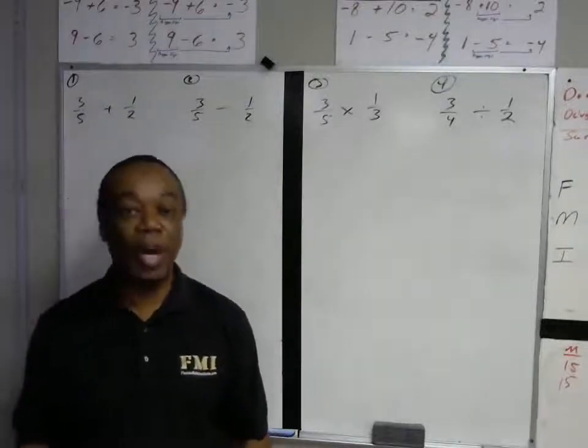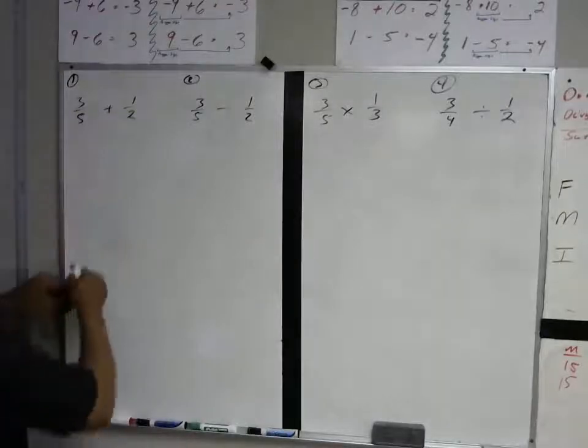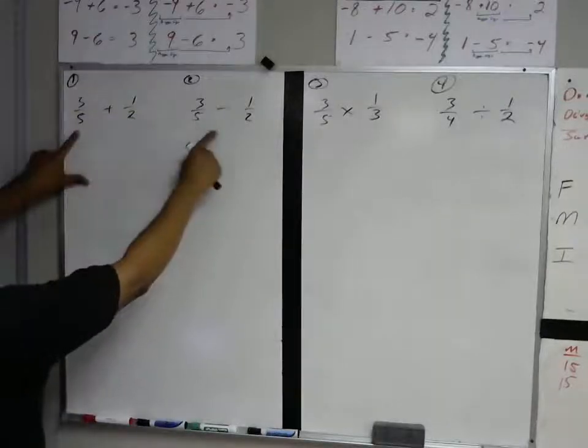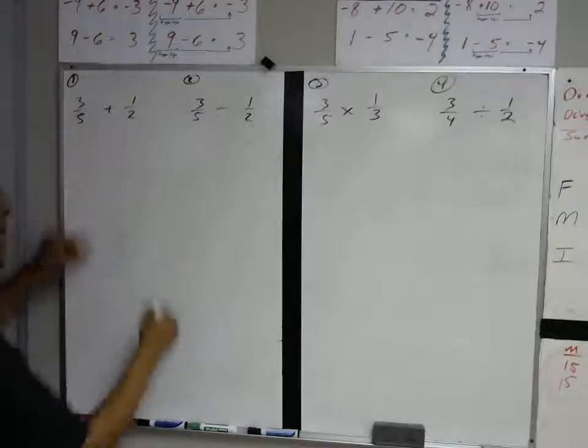Adding, subtracting, multiplying, dividing fractions. Let's take a look. Okay, for adding and subtracting fractions, we need a common multiple. So let's get the multiples of 5 and 2.